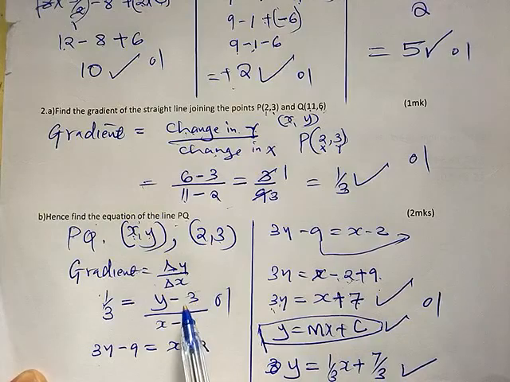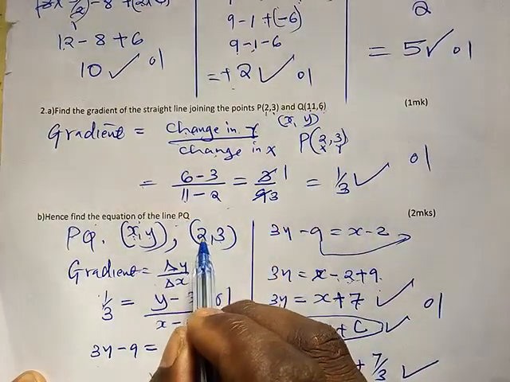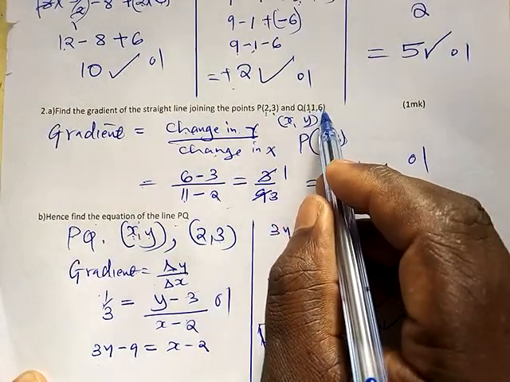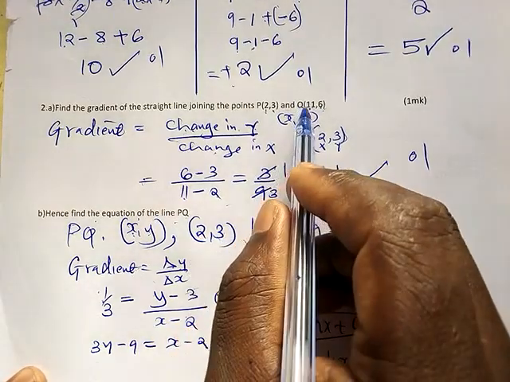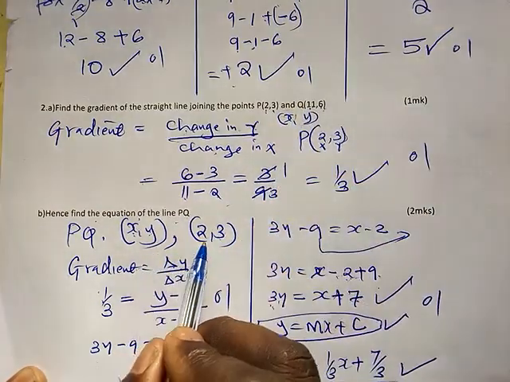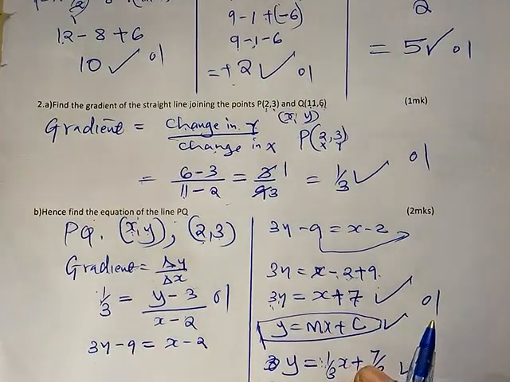Maybe the question will have, suppose I used 11 over 6 instead of 2 over 3. Can I get the same answer? Yes, a very big yes. If you use 11 over 6 in this equation instead of this one, you will get the same answer. Don't worry about that.